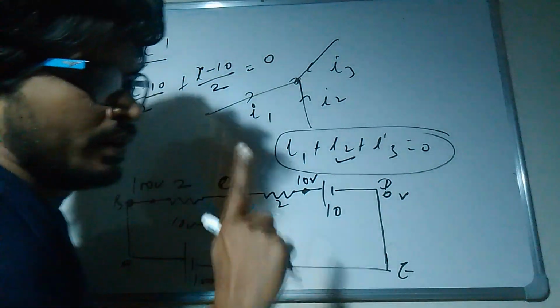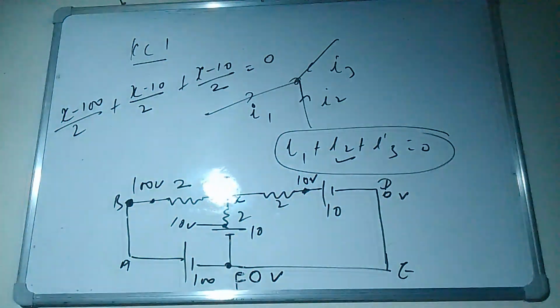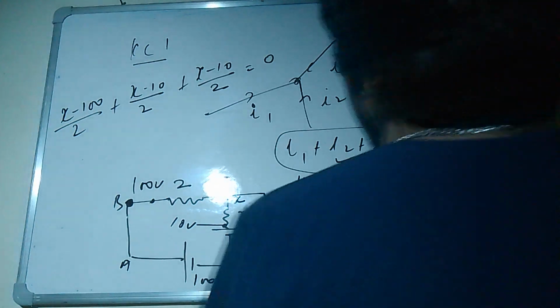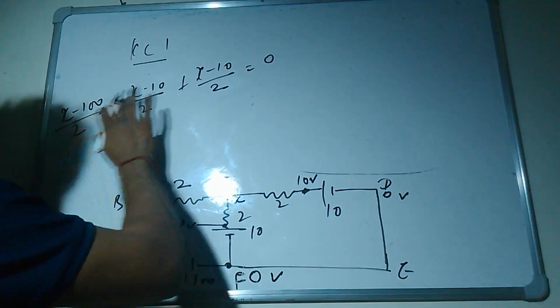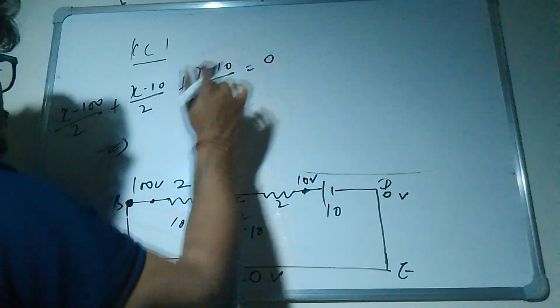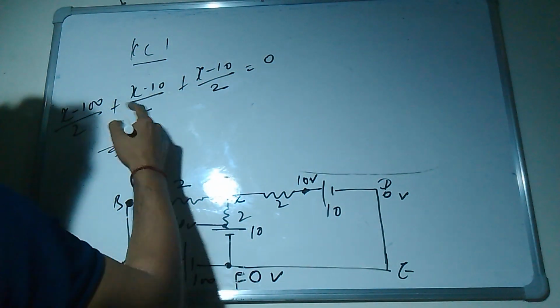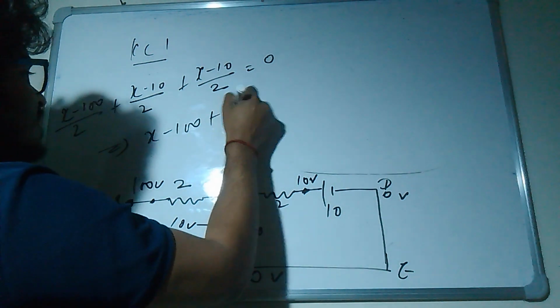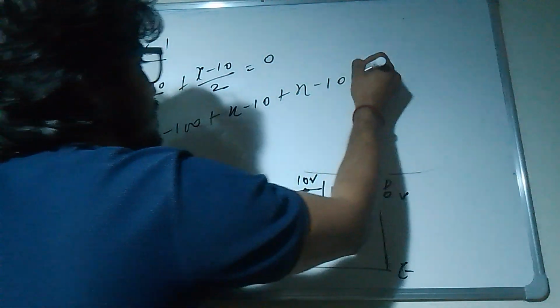If you solve this equation, you will get the value of X, and once you put the value of X in the circuit, you can solve for the values. Here everywhere it is 2, so it goes to the right side and multiplies by 0, so I am directly solving it. X minus 100 plus X minus 10 plus X minus 10 equals 0.